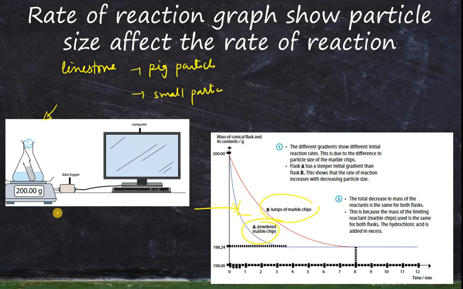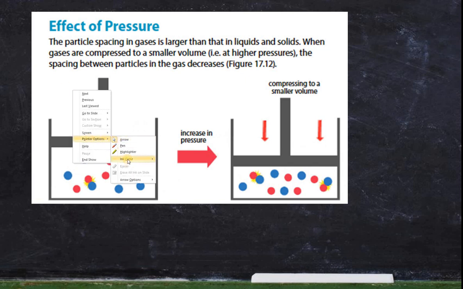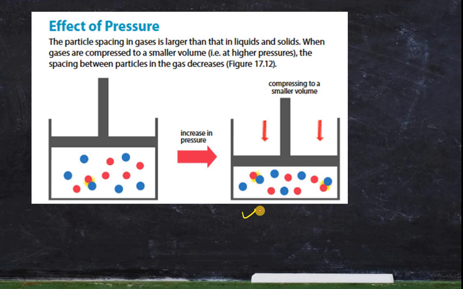Now what about the next part we are going to learn? The next part is about the effect of pressure. So you can guess that when pressure is applied, the gaseous particles come closer, and that's why the chance of collision is going to increase. So here when you increase the pressure, you can see particles come closer. So remember, you will see this only in gaseous reactants.